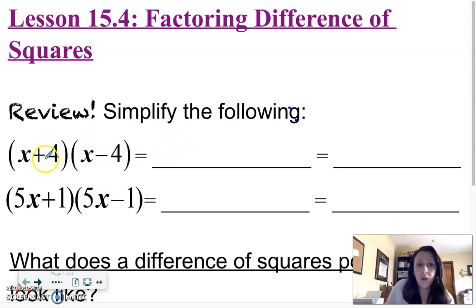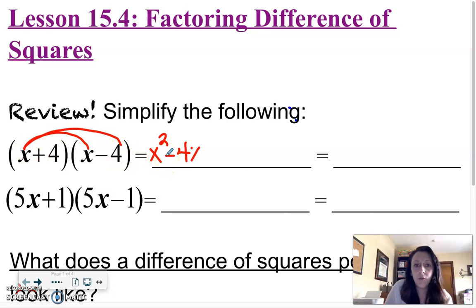The warm-up is I want you to multiply these two binomials. So remember the way that works, you start with the first term and you run it through and distribute. So it'd be x times x is x squared. X times negative 4 is negative 4x. And then you go underneath and you multiply the 4 through the parentheses. So 4 times x is 4x, and 4 times negative 4 is negative 16.